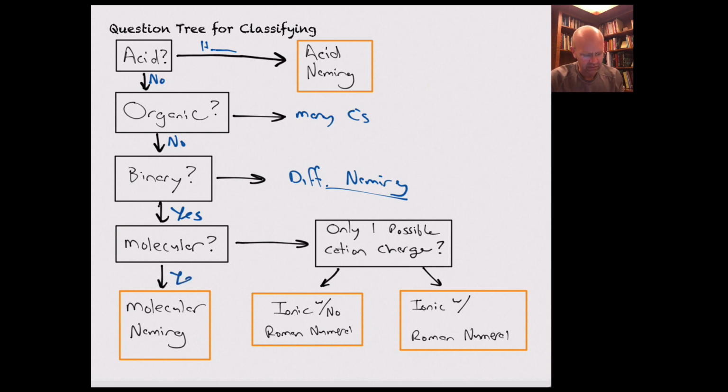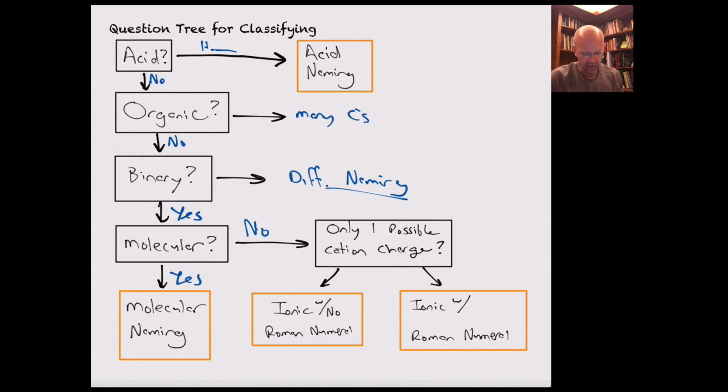So if the answer is yes to the question, is it molecular, meaning the binary compound is made up of two nonmetal elements, then you would use the molecular naming system, which we'll talk about. If the answer is no, it's a binary compound but it's not molecular, that means it's an ionic compound. And there are two subtly different ionic compound naming systems for binary molecules. The way we distinguish which one to use is that some of them have a cation that only has one possible oxidation state or one possible charge.